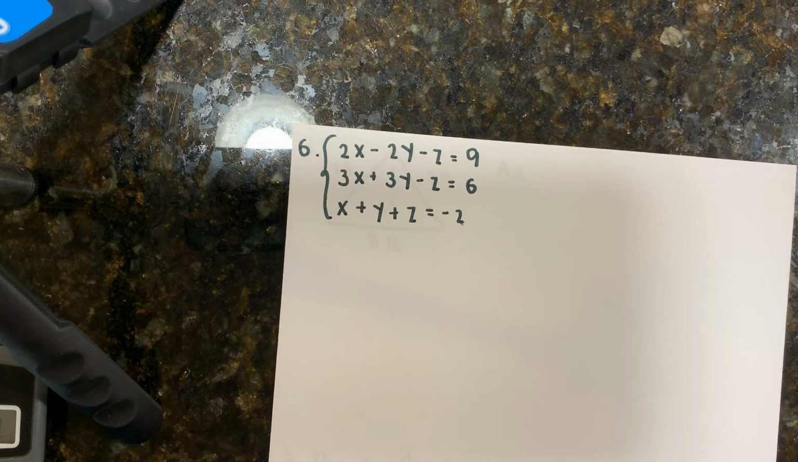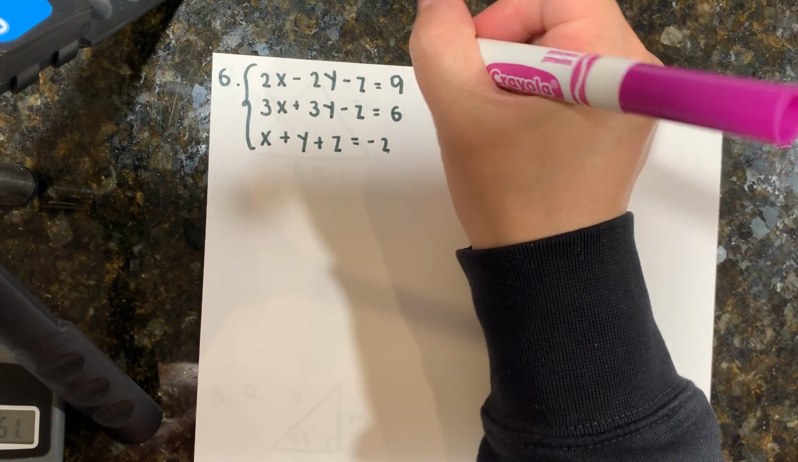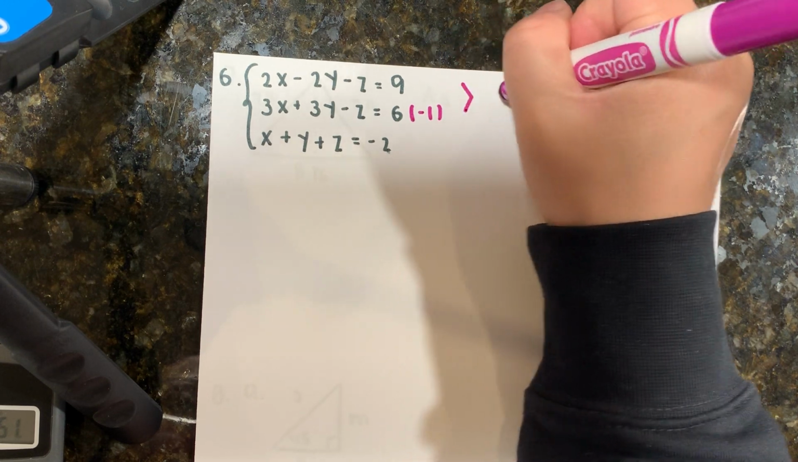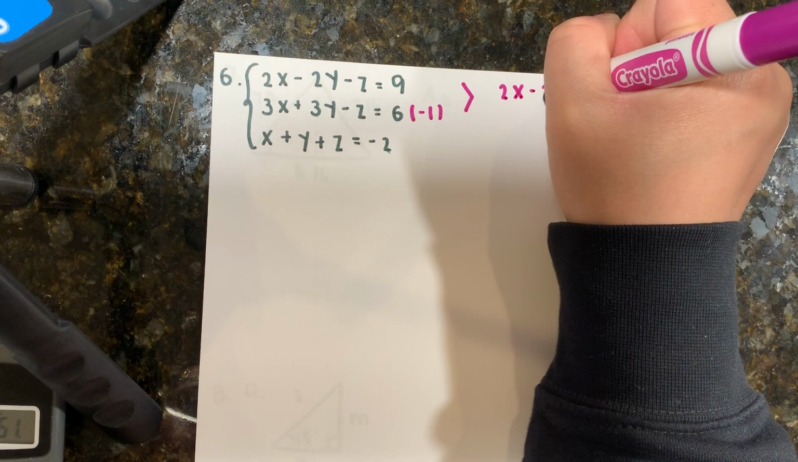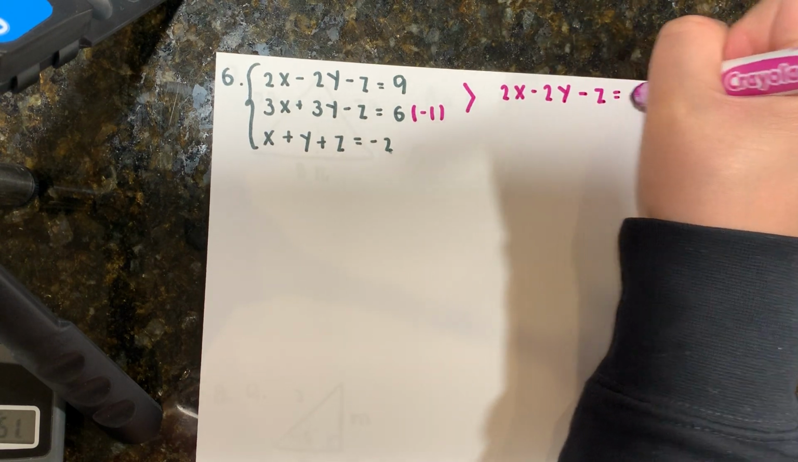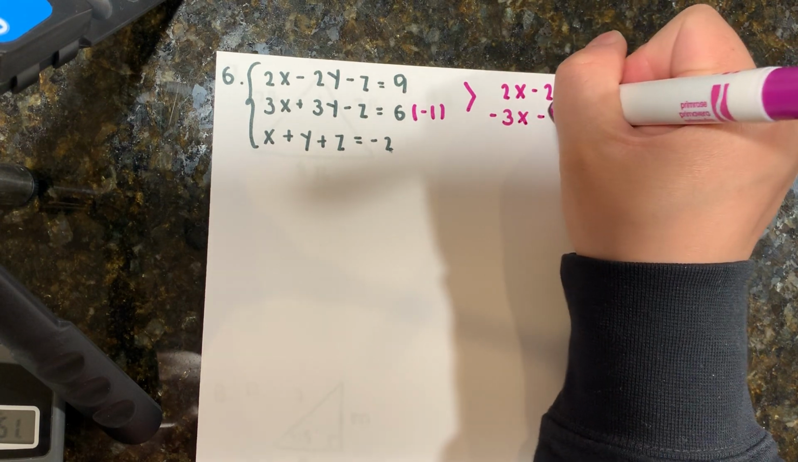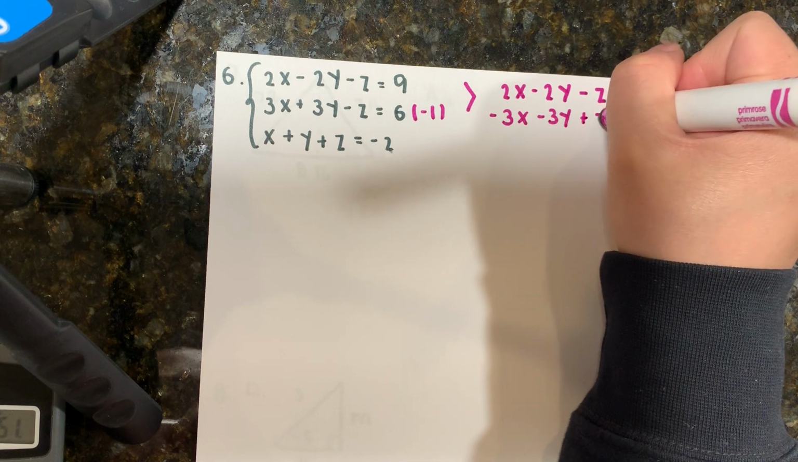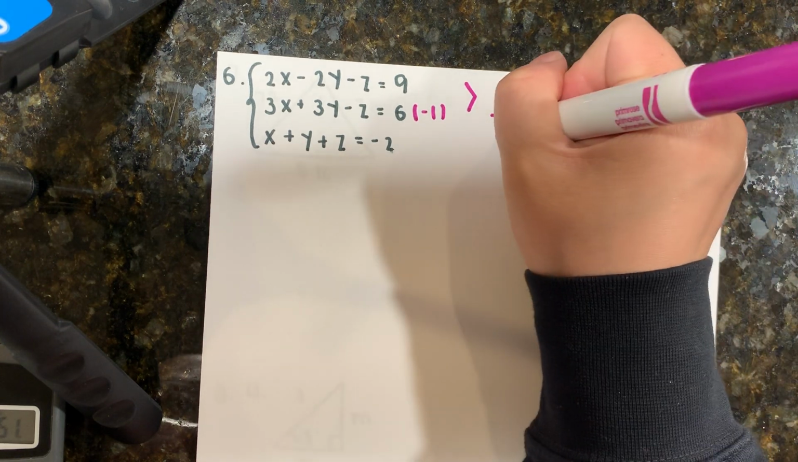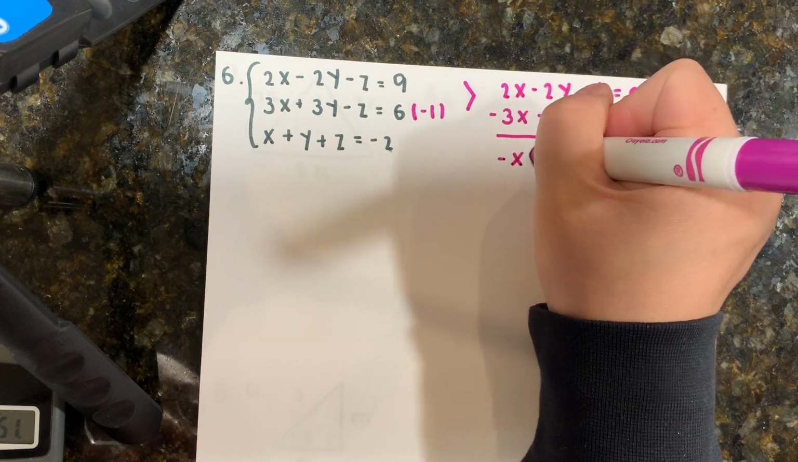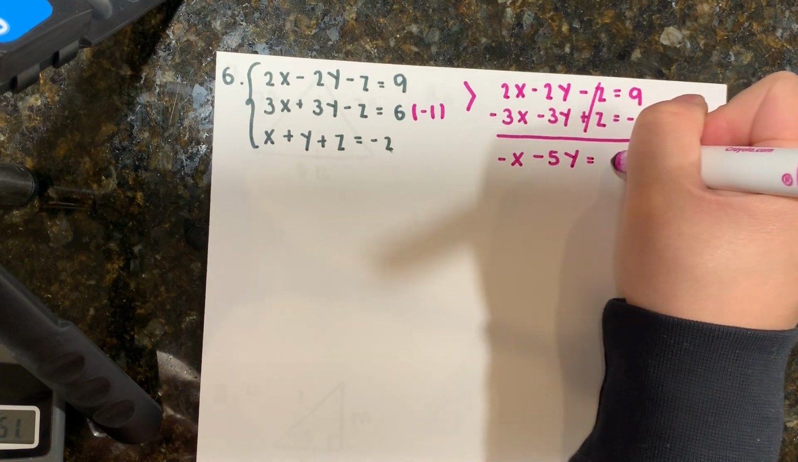Now moving on to number 6. For number 6, the first thing I want to do is add the top two equations together, eliminating one of the variables. So I'm going to multiply this bottom one by negative 1 and leave the top one as is. That would be 2x minus 2y minus z equals 9. The bottom equation would turn into negative 3x minus 3y plus z equals negative 6. So now my z's cancel, and I get negative x minus 5y equals 3.